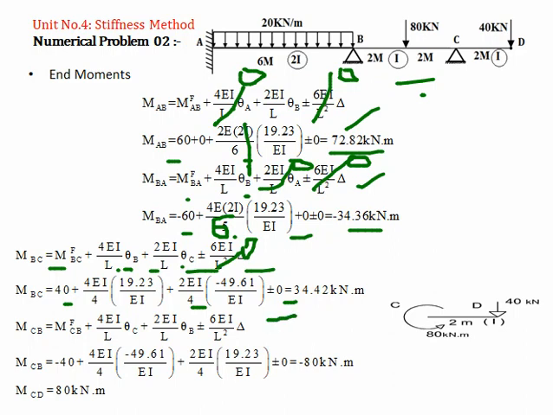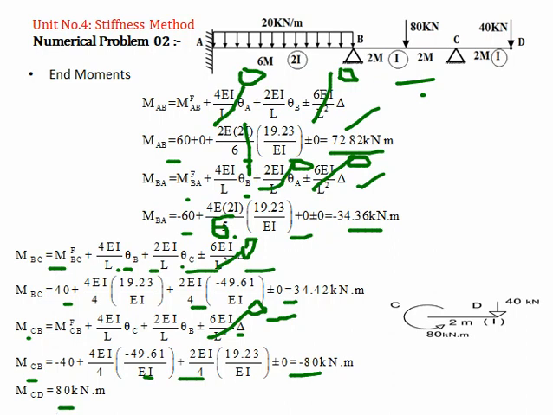Now let's calculate the end moment for CB. So MCB is equal to MFCB plus 4 EI by L into theta C plus 2 EI by L into theta B plus minus 6 EI by L square into delta. So delta will be 0, no moment due to the sinking. Putting the values of the unknowns, MCB is equal to minus 40 plus EI by 4 into minus 49.61 by EI plus 2 EI by 4 into 19.23 by EI, which is equal to minus 80 kilonewton meter.